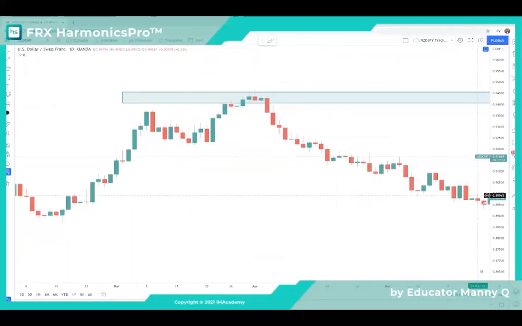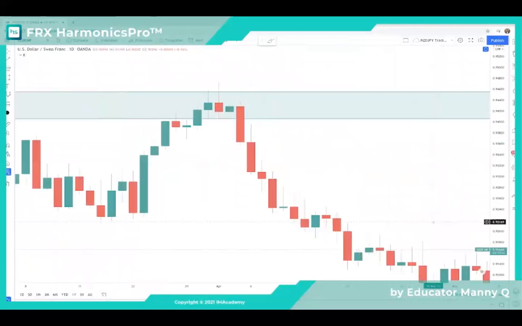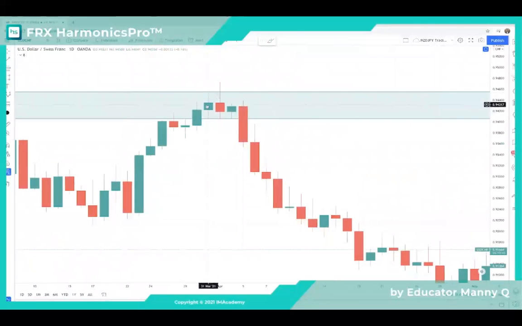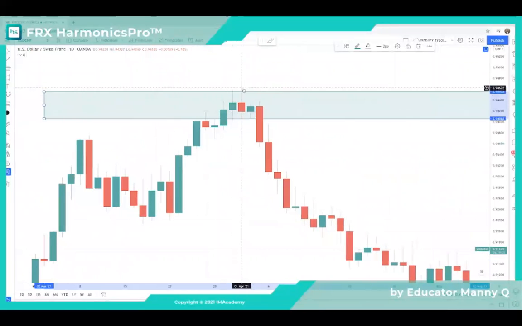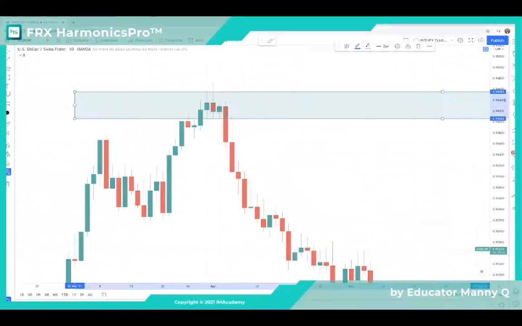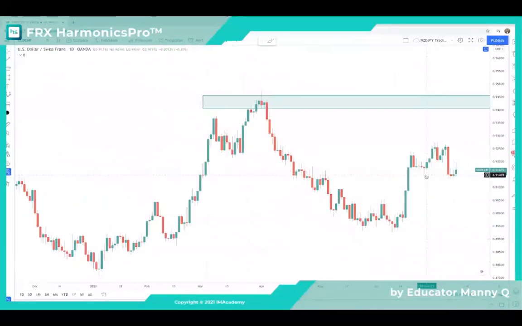So if we take a look on the daily right over here, what can we see? We see a cluster of wicks, wicks up, wicks down, wicks down, wicks down, wicks up, in a very flat, even range right here in the market. So we see the cluster of wicks and we see this price accumulation happening right over there.